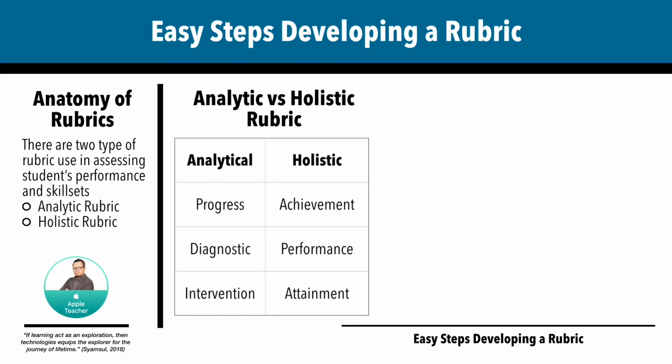In this context, what makes analytic and holistic rubrics different? An analytic rubric looks at progress and intervention by having a diagnostic of the student's learning process. However, a holistic rubric looks at attainment and performance to ensure individual achievement.